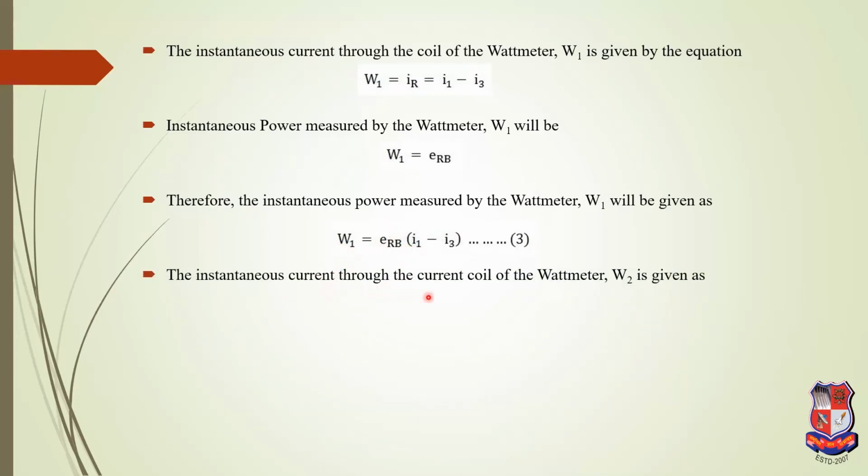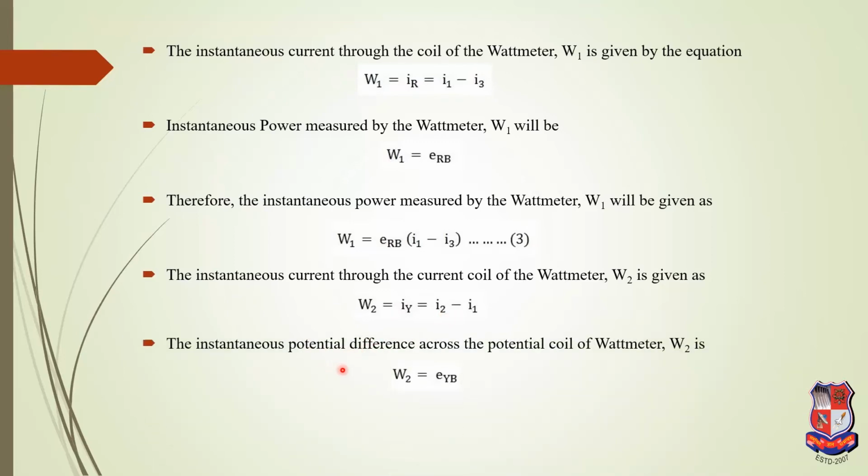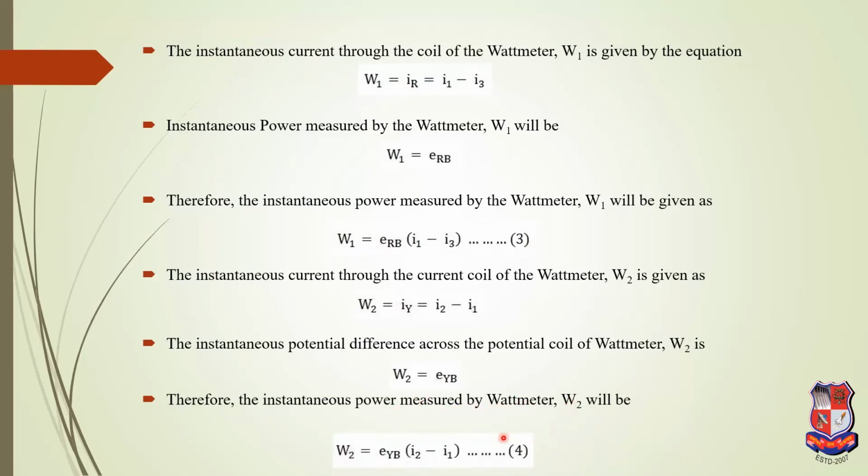Now similarly, W2 is connected to the Y, therefore IY is equal to I2 minus I1, and the voltage can be given as W2 is equal to EYB. Therefore the instantaneous power measured by the wattmeter W2 will be given as W2 is equal to EYB times I2 minus I1. This is W2 and this is W1.